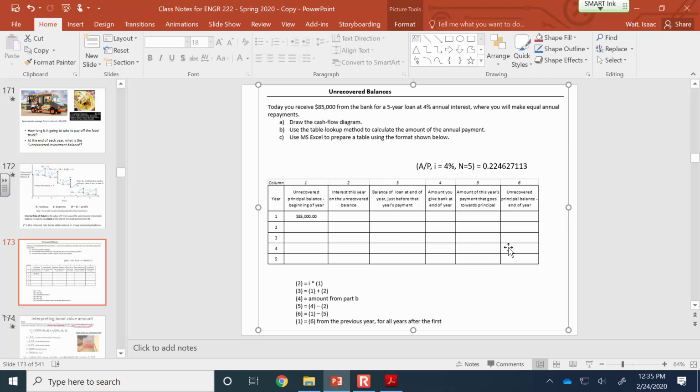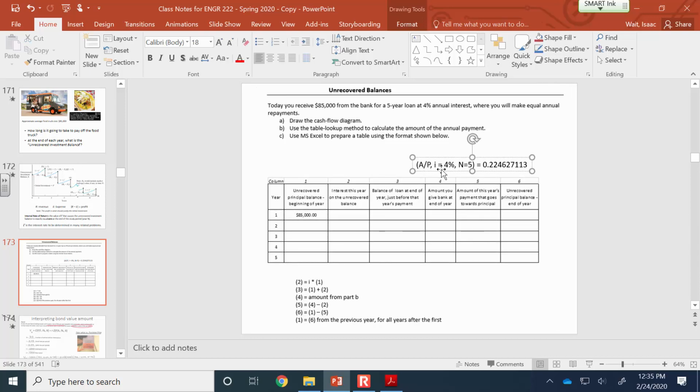All right, so let me pause for a moment, give you a chance to start mulling over. First of all, calculate the repayment amount, how much you have to pay back to the bank, because that's going to go into column 4.